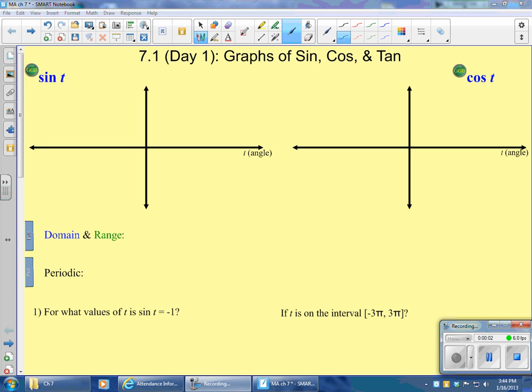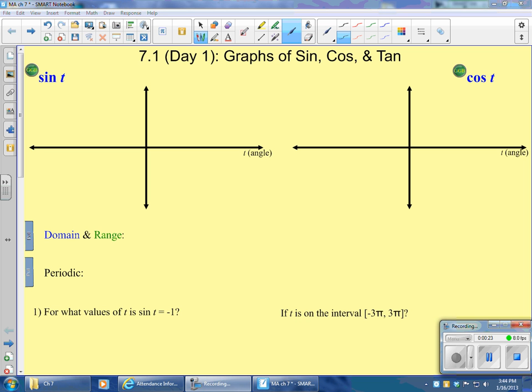Math analysis. These are the notes for 7.1 day 1. This is mainly for students who missed because of ski board team. We did the graphs of sine and cosine, so I'm going to go over those and go through this whole page of notes. First thing, the graph of sine.